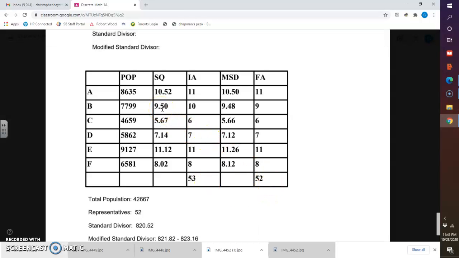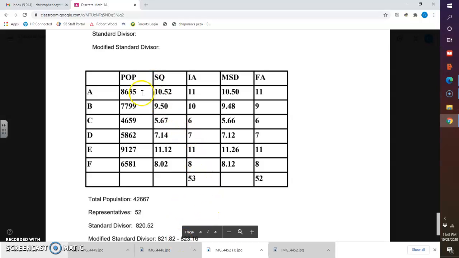9.5 is the obvious one to move, because if I can get this down to at least 9.49, I'm going to be able to get my correct number of representation. Notice I do not raise this much. It got raised a little more than 1 to 821.682, and any number between 821.82 and 823.16 should work.